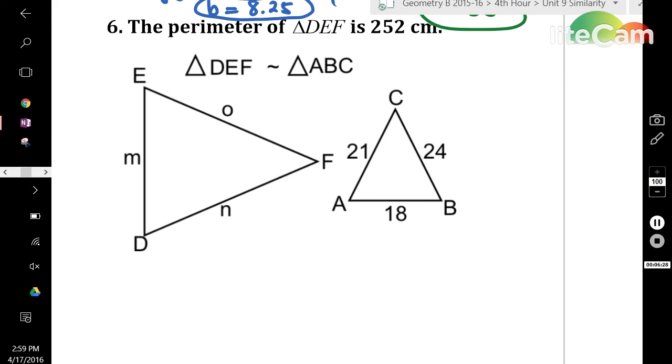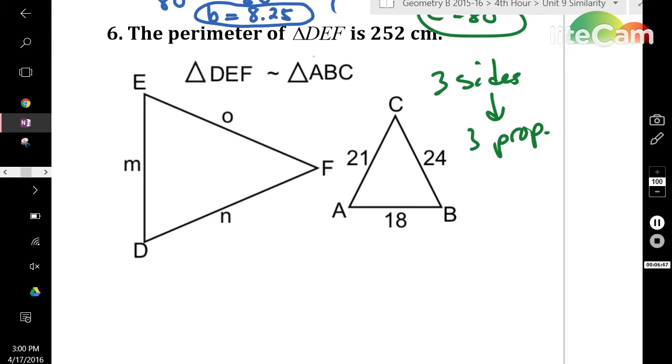In this example, they give you a perimeter of one of the triangles, and they ask you to find the missing side lengths of 3 sides. So you are missing 3 side lengths, or 3 sides, so you therefore need 3 proportions. So the perimeter of DEF is 252. So this big triangle here, the perimeter is 252 all the way around. They don't give you the perimeter for this one, but we can find it.